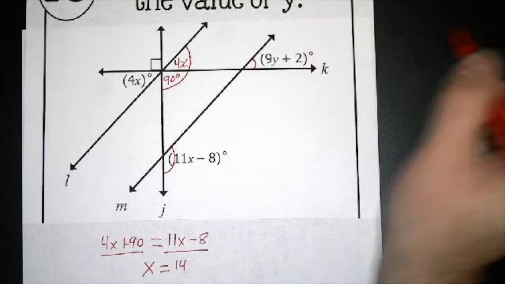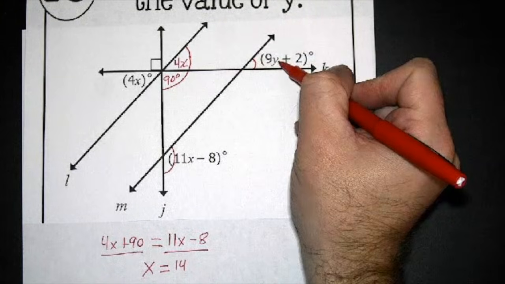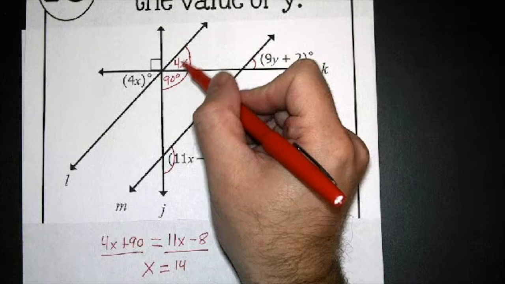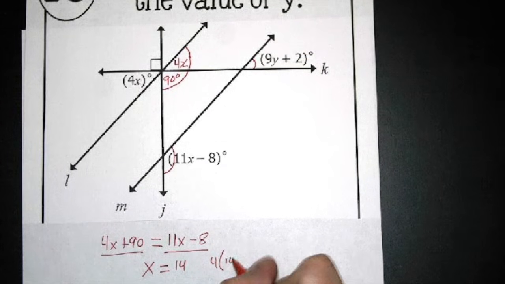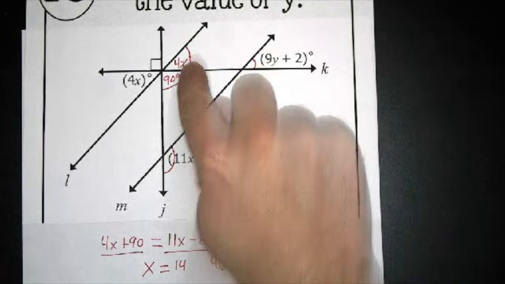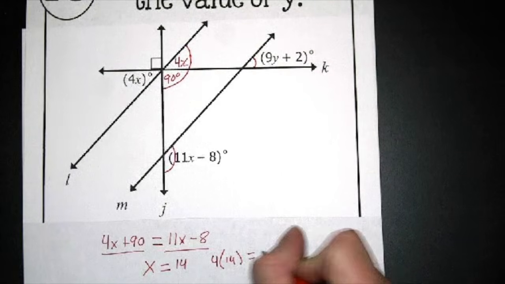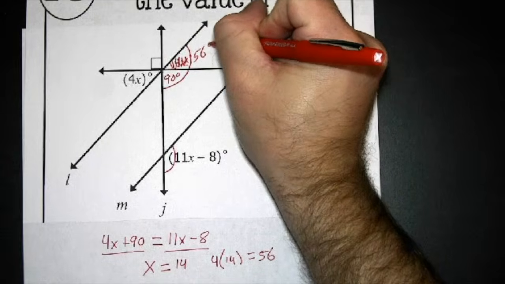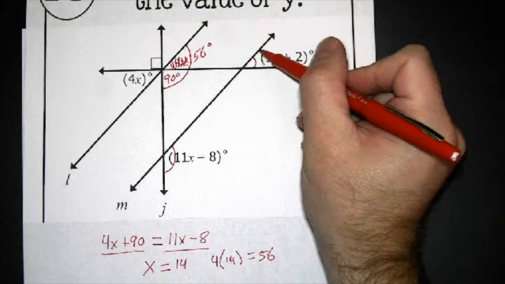But before I can set it equal, I have an x and a y. I can't set those equal to each other. I can't have two variables. But I know what x is, so I can plug it in right here. So instead of 4x, I'm going to have 4 times 14. And I got that just by plugging in x. So 4 times 14 is 56. So I'm going to scratch out this 4x and write 56 degrees, because that's the measure of this little acute angle, which is going to be the same as this little acute angle.